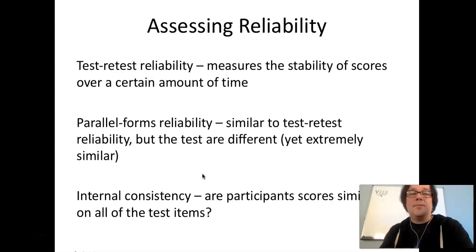So if you wait too long, you might introduce more error. If you don't wait long enough, you're not really learning much about your test, right?